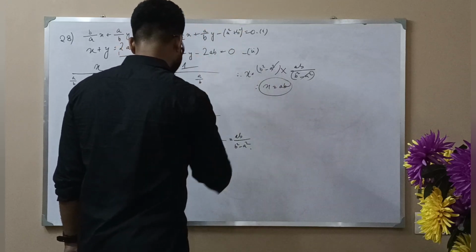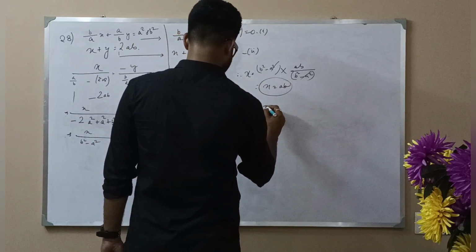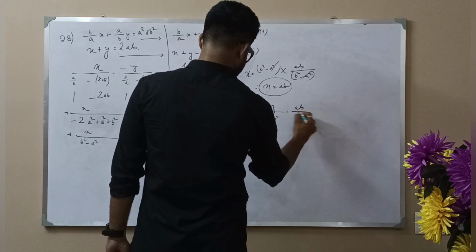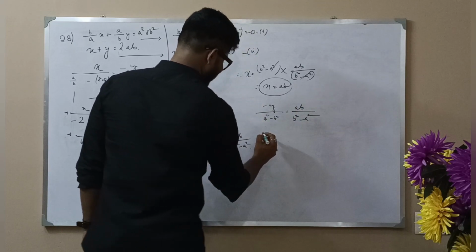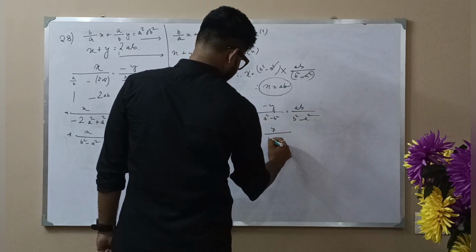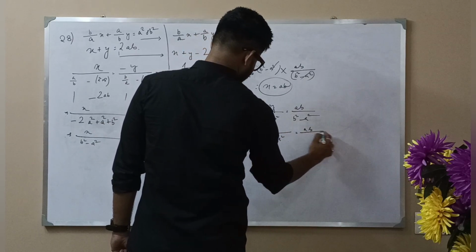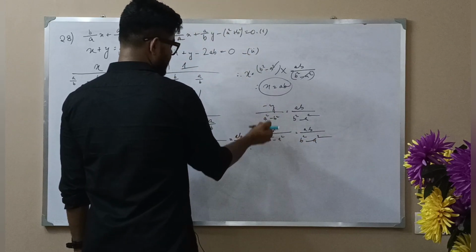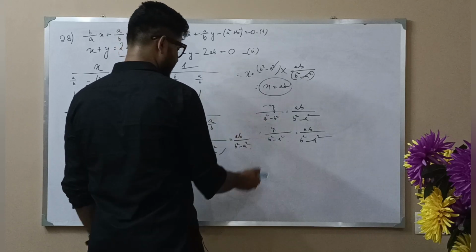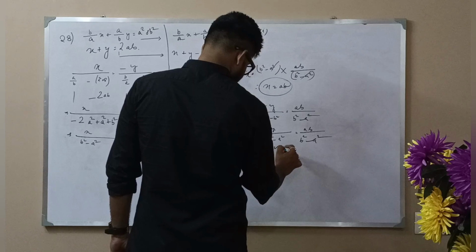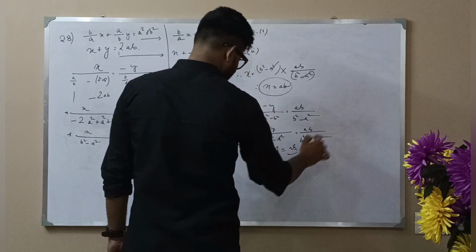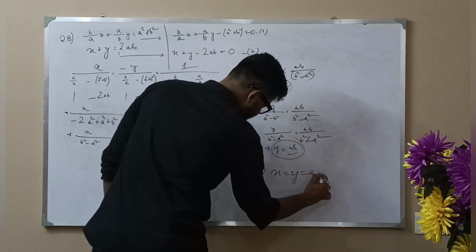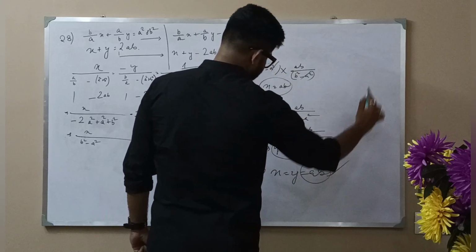I will find the value of y. Minus of y by a square minus b square equals to ab by b square minus a square. Therefore y by b square minus a square equals to ab by b square minus a square. See, I have taken this minus as common, so it's b square minus a square, and negative negative will give you positive. So y equals to ab. So x equals to y equals to ab, and this brings the end to the chapter.